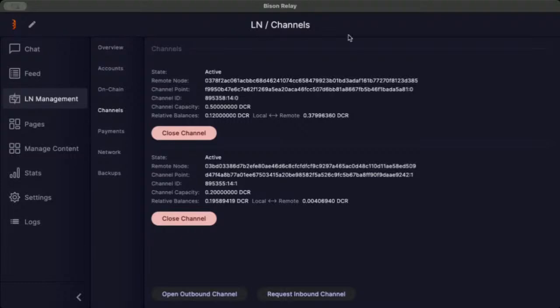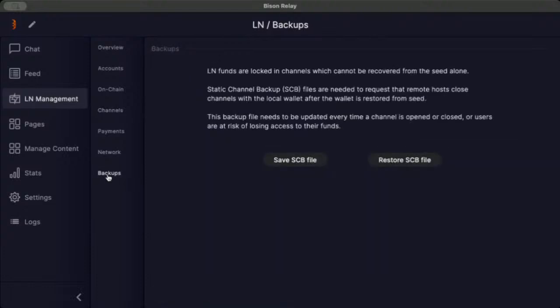One final thing I should say is when they're fully reopened, come to the backup button, and then what you want to do is say save SCB file. Because your channels are different from your on-chain balance, you need to save them as well. Otherwise, if you lose access to your wallet completely, you'll be able to get your on-chain funds back just using your seed. But in order to get your channels back, you will need this SCB file.